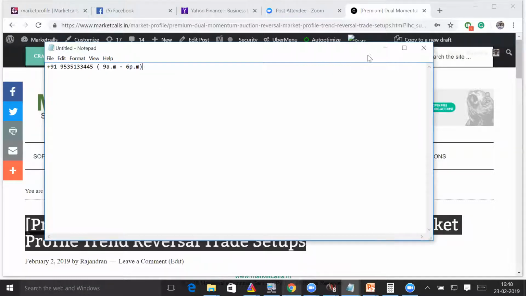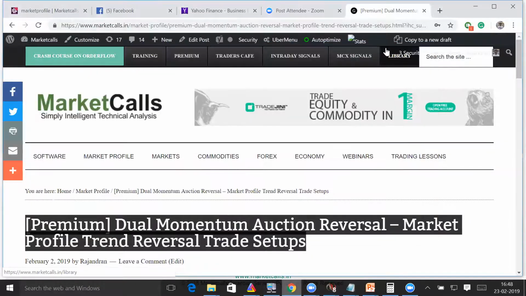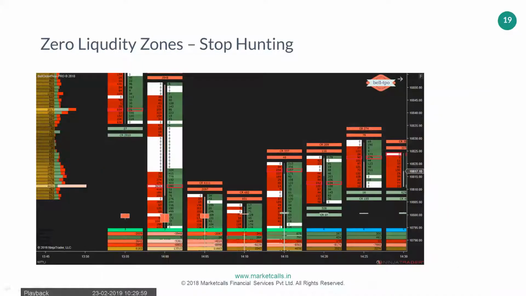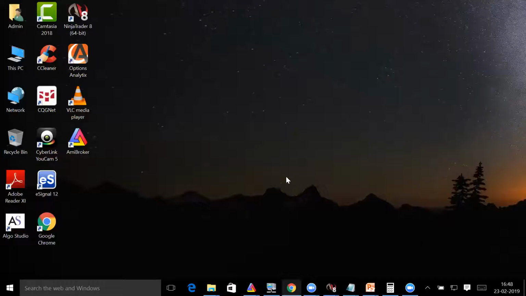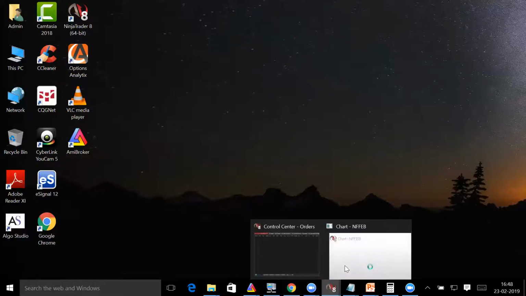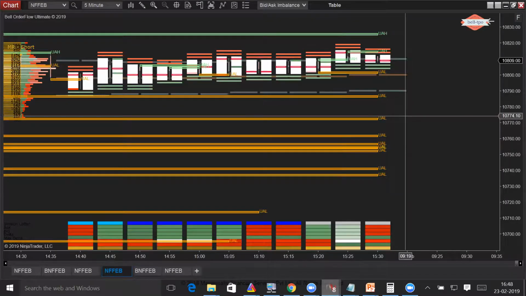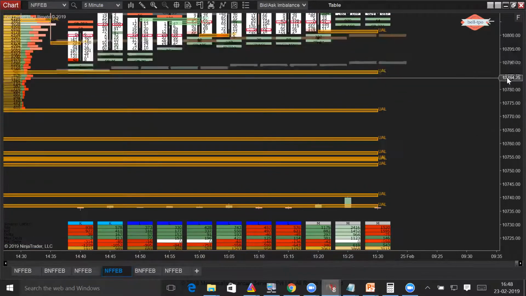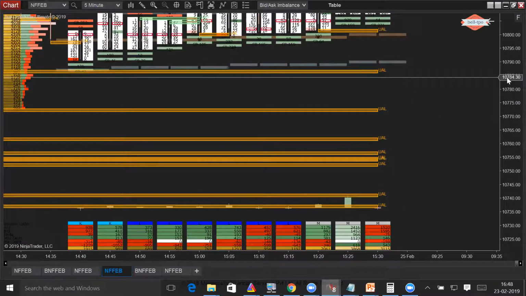Sir, in unfinished auctions, can we change the numbers? If it is only one lot, it is showing out. Can we change anything in the settings? As of now, that customization is not provided. Maybe we need to think about it. But as of now, that customization is not possible at this point of time.